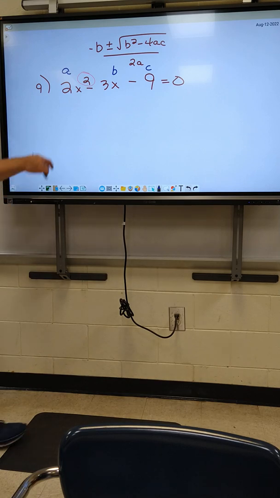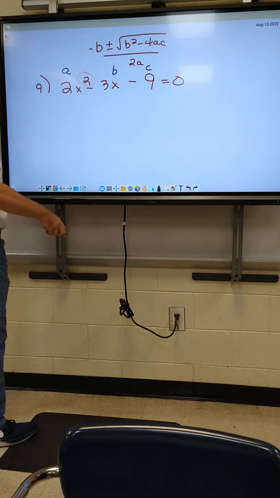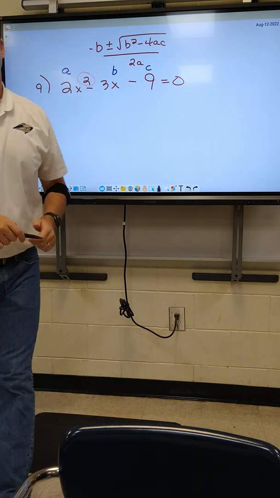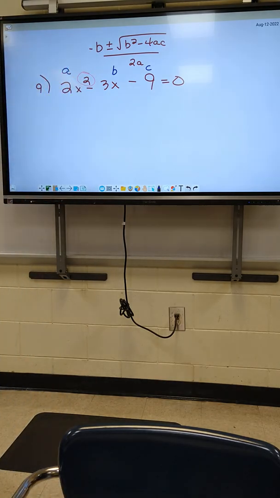All right, so let's plug these 3 numbers in the quadratic formula. I want you guys to write that quadratic formula right now at the top of your page. We're going to do a lot of quadratic formula stuff. If you don't have it memorized, you will pretty quick. Write it down at the top of your page, will you?